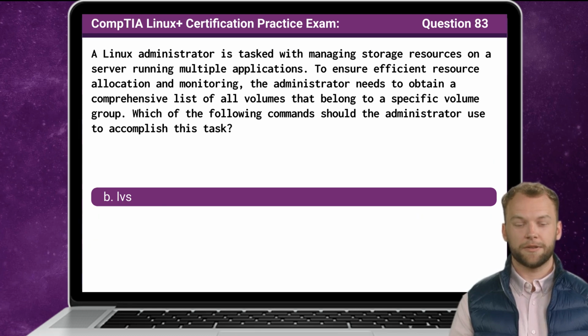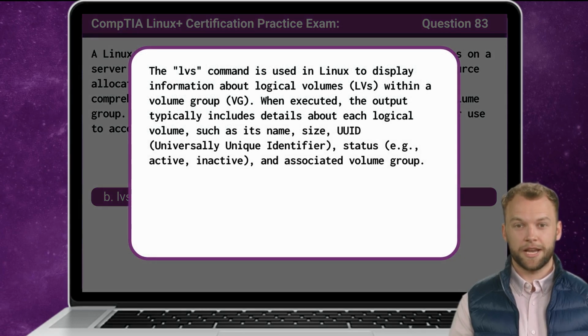The answer is B. LVS. The LVS command is used in Linux to display information about logical volumes within a volume group. When executed, the output typically includes details about each logical volume, such as its name, size, UUID, status, and associated volume group.